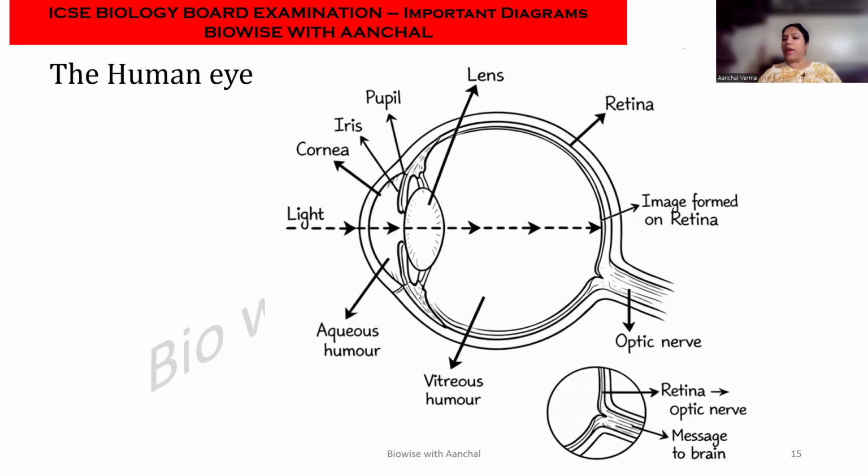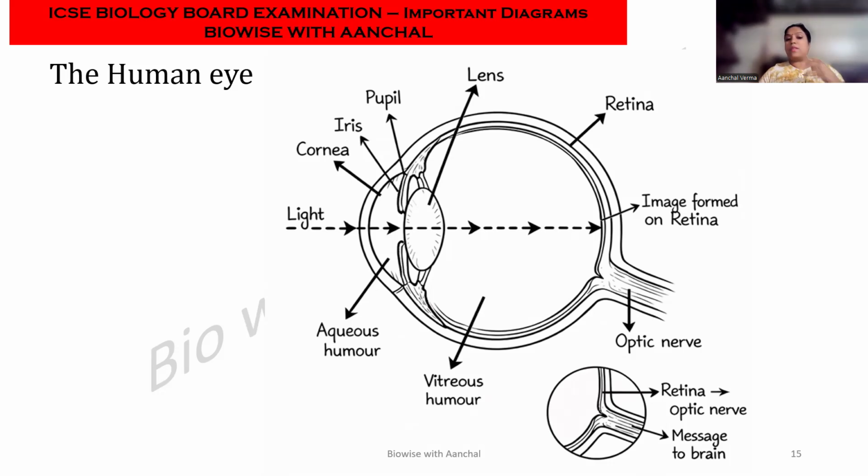What is another name for macula lutea? I just gave the hint. You write it in the comment section. What is the other name for the macula lutea? That is yellow spot. What is the other name? Fovea, what? And the place where the optic nerve originates, that is the blind spot.